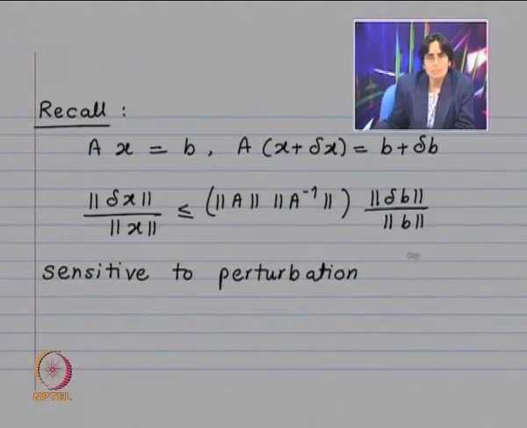So, this can be small. But if you are multiplying by a big number, then norm delta x by norm x, which is the relative error in the computed solution, can be big. x is the exact solution. Because of finite precision, instead of b, it is going to be b plus delta b. So, x plus delta x will be the computed solution. The relative error in the computed solution will be norm delta x by norm x. So, this can be big even though norm delta b by norm b is small.